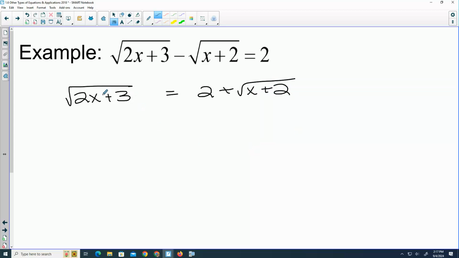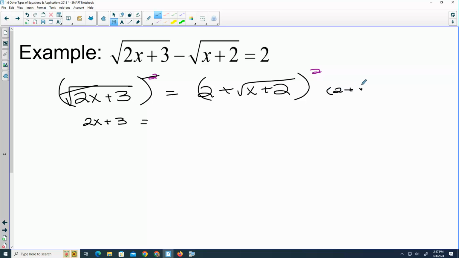So I isolate one. Now, the opposite of a square root is to square. So I am going to add a square onto each side of this equation. On the left, this is all one term. So what happens if you have a square root and a square? They cancel and we just get 2x plus 3. But on the right, what does it mean to square that?